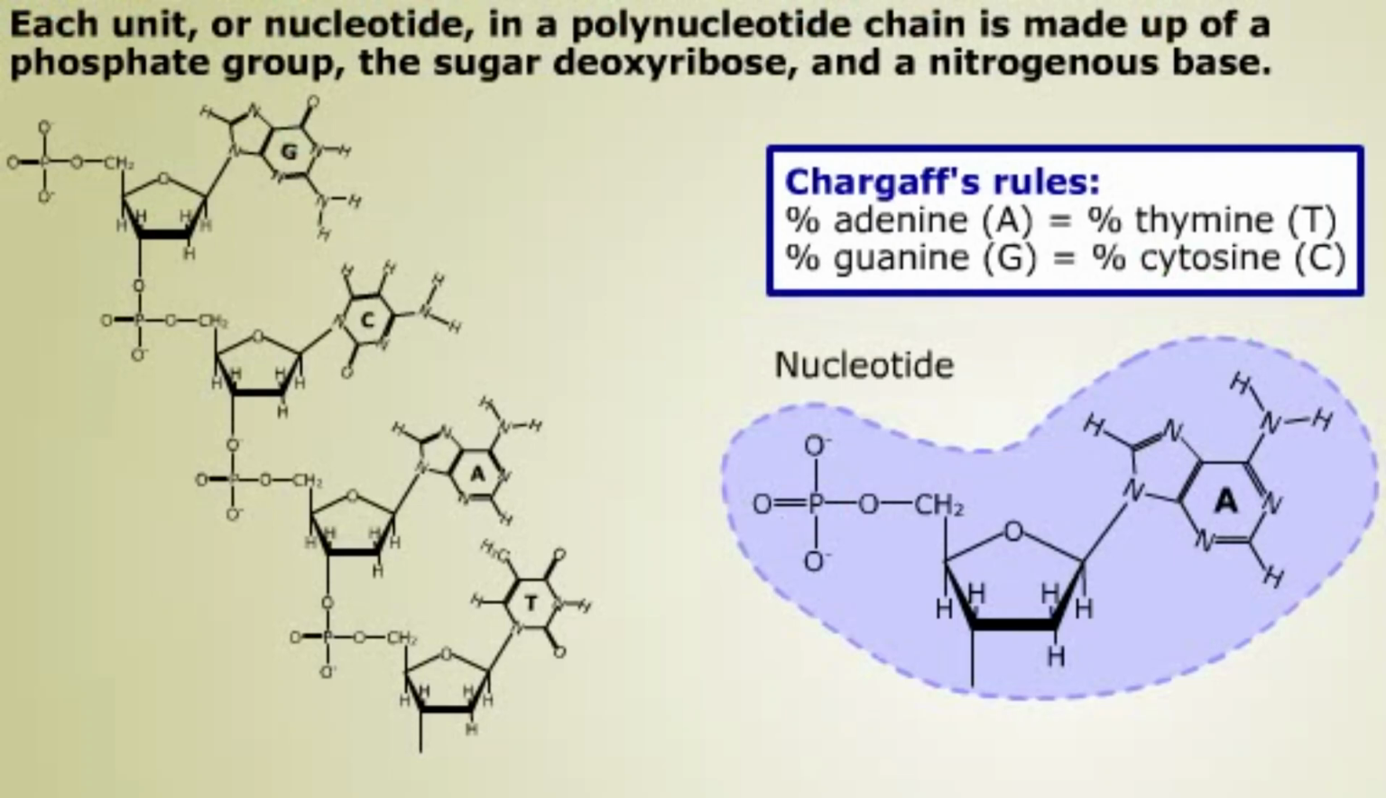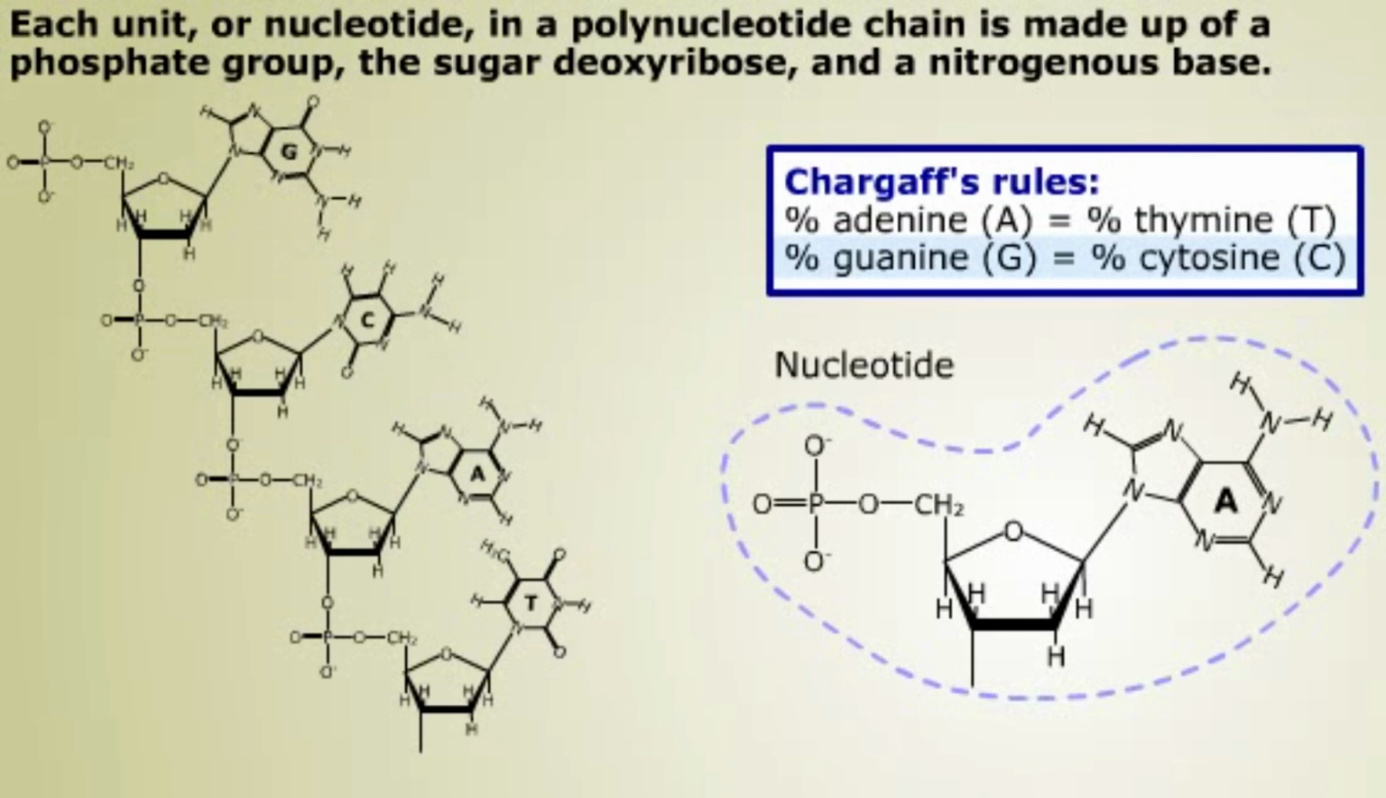After the discovery that DNA is the genetic material, the race to uncover the three-dimensional structure of DNA began. The arrangement of the bonds in a DNA polymer was already known. Each monomer unit, or nucleotide, of the polynucleotide chain is made up of a phosphate group, the sugar deoxyribose, and a nitrogenous base. The phosphate groups and deoxyribose sugars form the backbone of the chain.